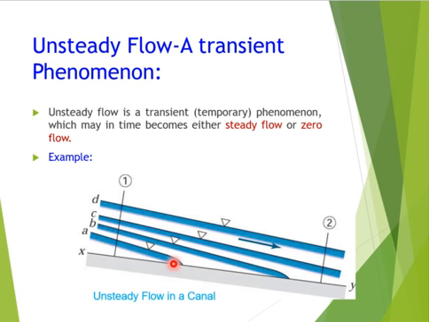After a certain time, the water surface will be at B and then later at C, and then it will reach equilibrium at point D. So at D, the unsteady flow has become steady. If the opposite case happens, that is, if you close the gate, then it will move from point D to point A and then it becomes zero. So unsteady flow is a temporary phenomenon which may in time become either steady or zero flow.